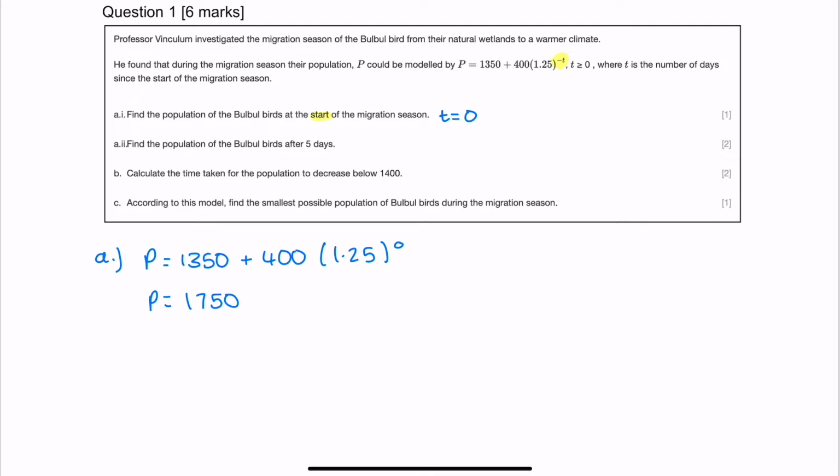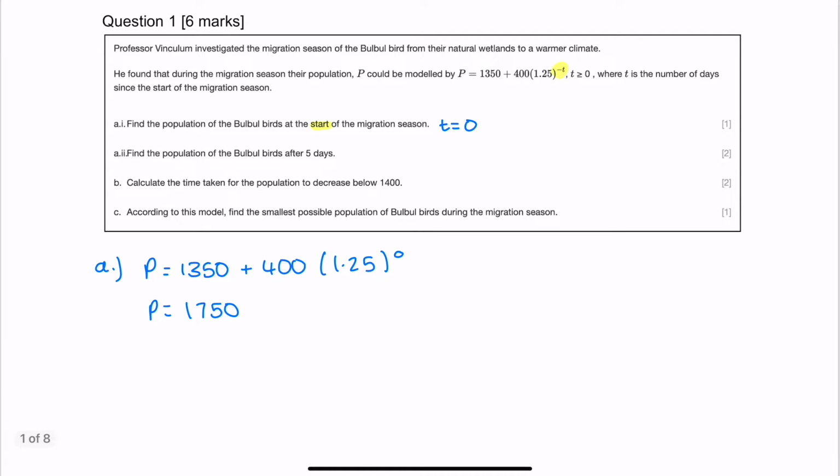And if I type that into my GDC, I get 1,750. And then for the second part, this is after 5 days. So this is where t is equal to 5. But other than that, it's the same thing. So I'm doing P is equal to 1,350 plus 400 times 1.25 to the power of 5, because it's after 5 days. And when I do that on the calculator, I get 1,481.